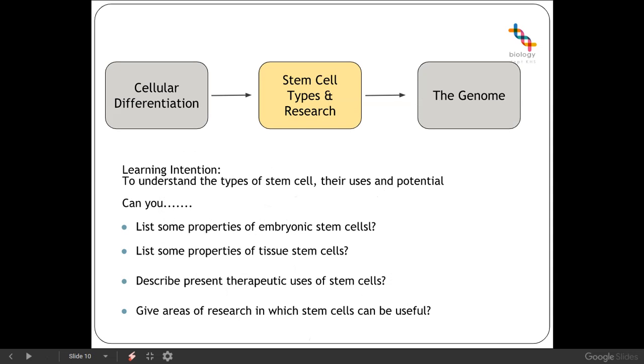So from that, you should be able to give some of the properties of embryonic stem cells, compare those with the properties of tissue stem cells, describe how we use stem cells currently in therapeutic uses, and give some of the areas of research in which stem cells could potentially be useful.